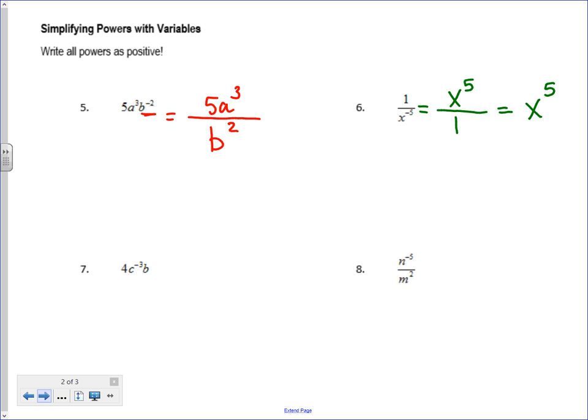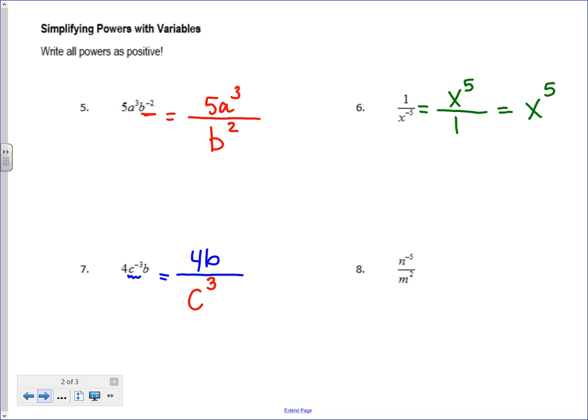All right, in number 7, 4c to the negative third b. The only term that's unhappy is c. Okay. So what's going to stay in the numerator is the 4b. The c has to move to the denominator to become positive. So when it moves, it becomes c to the positive 3.